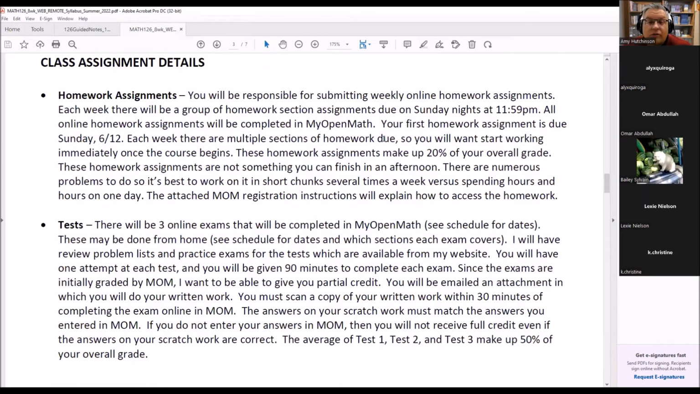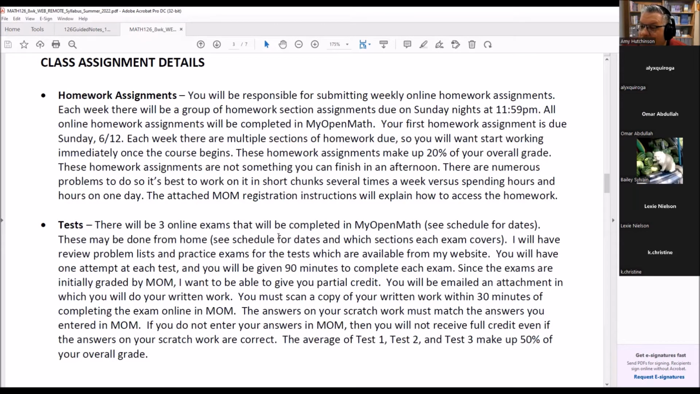And there's usually always going to be multiple sessions every week because this is an 8-week course. Unfortunately, we have to go at a little bit faster pace. So a lot of times you may have 4, 5, 6 sections of homework that are due each week. So again, when we get into My Open Math, I'll show you how you know which ones are due and when they're due. So we'll get into all that a little bit later. So the homework is 20%.